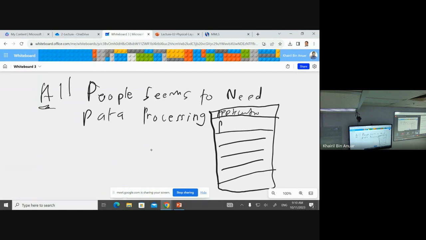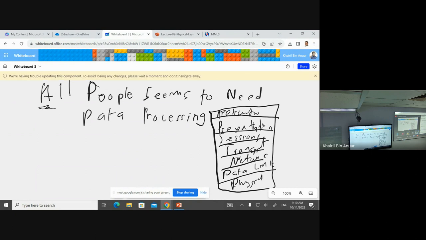Then we have the presentation layer, right? And then we have the session layer here. Then we have the transport layer, the network layer, and also the data link layer. And finally, the physical one. So the one that we would like to discuss today is the bottom one, which is the physical layer.